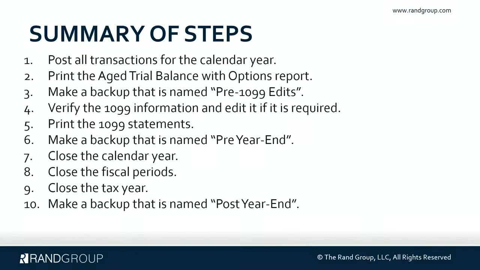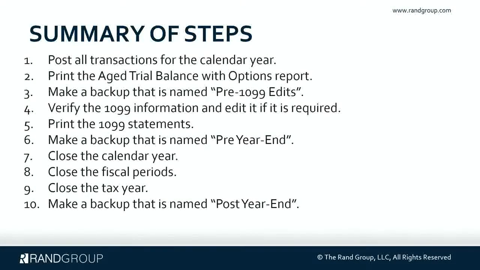Let's review the summary of steps. Your first step will be to post all transactions for the calendar year. Your second step will be to print the age trial balance with options report. Thirdly, we'll make a backup that is named pre-1099 edits. Number 4, we'll verify the 1099 information and edit it if it is required. Number 5, print the 1099 statements.